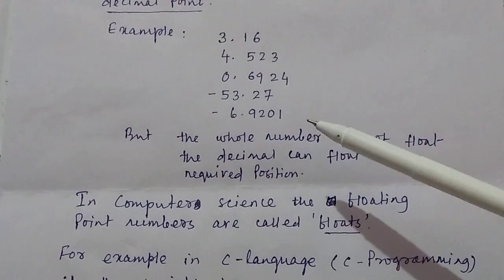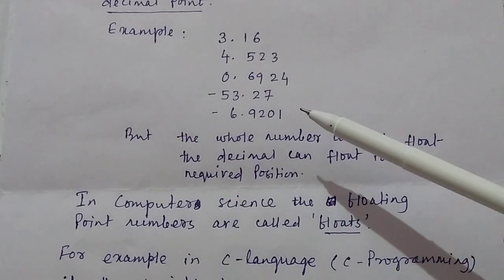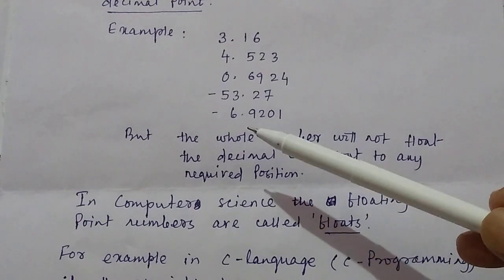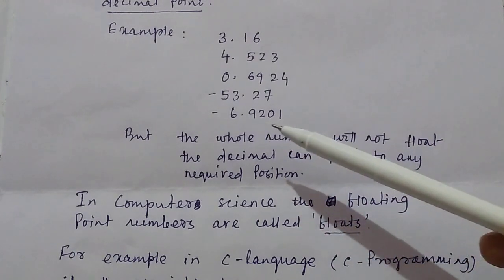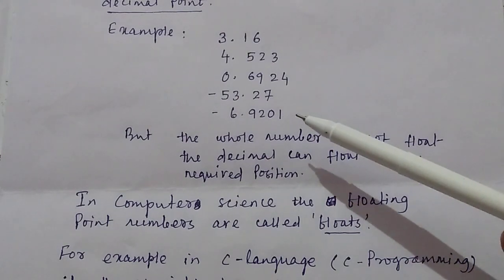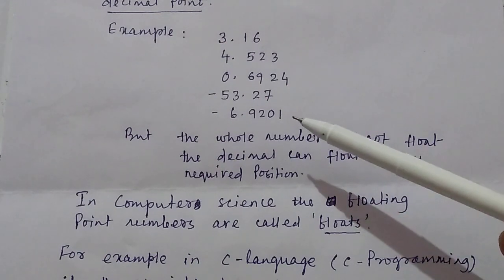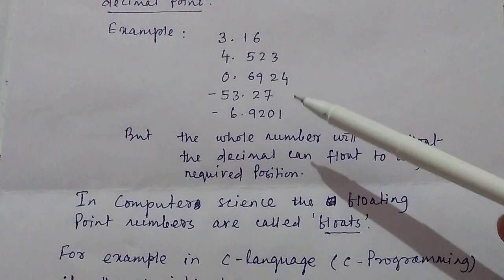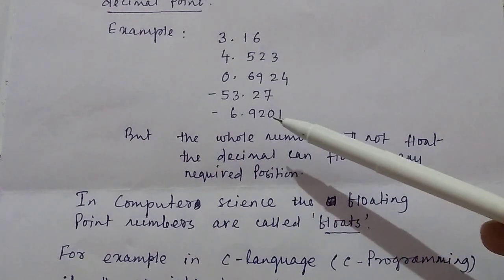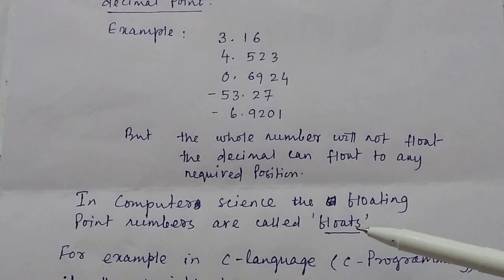And these decimal point numbers can float to any required position. You cannot float the whole number, but the decimal numbers can float, or you can take them to any position according to your requirement. So in computer science, floating point numbers are called floats.